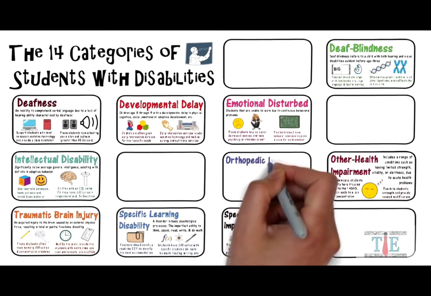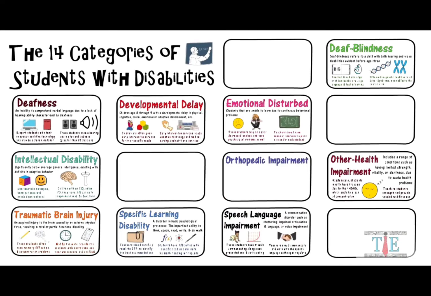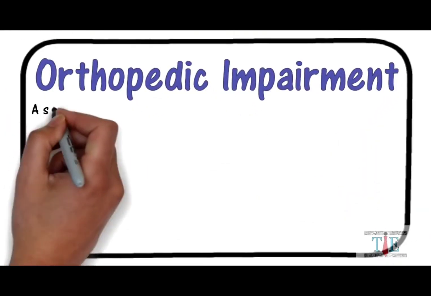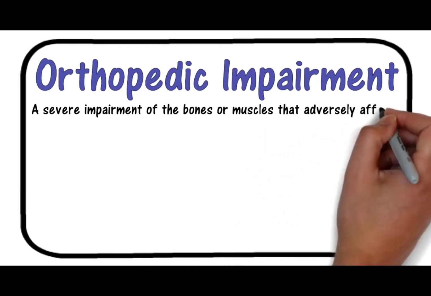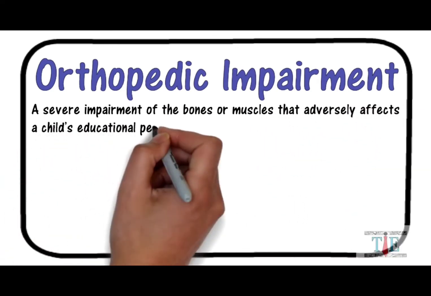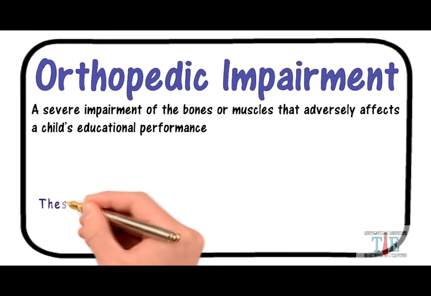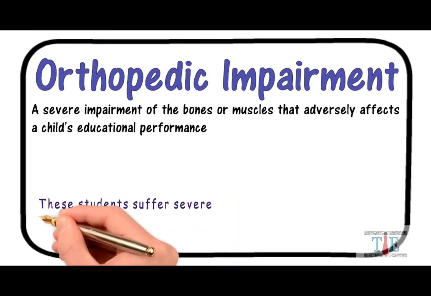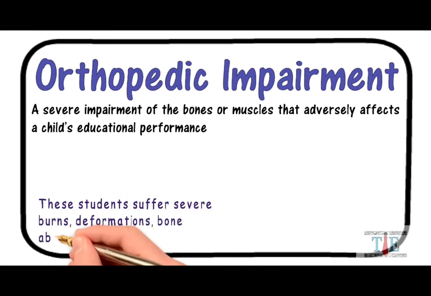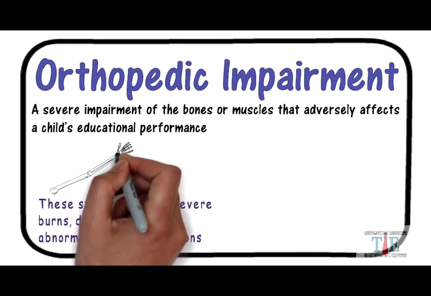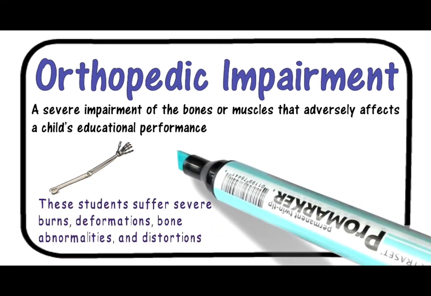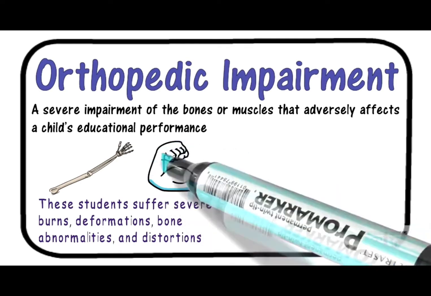Next up, stay with me here, orthopedic impairment. This disability is defined as a severe impairment of the bones or muscles that adversely affects a child's educational performance. These students suffer severe burns, deformations, bone abnormalities, and distortions. The disability can be caused by bone tuberculosis. Some students even have muscle abnormalities and distortions.